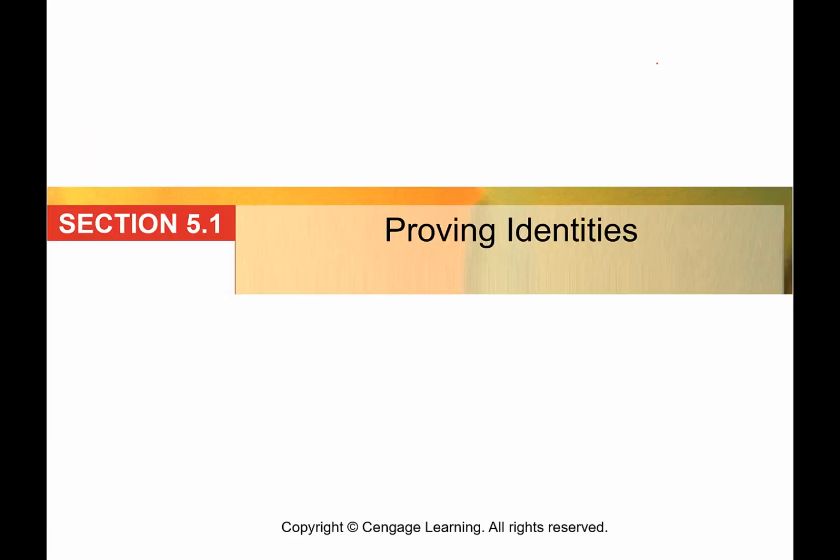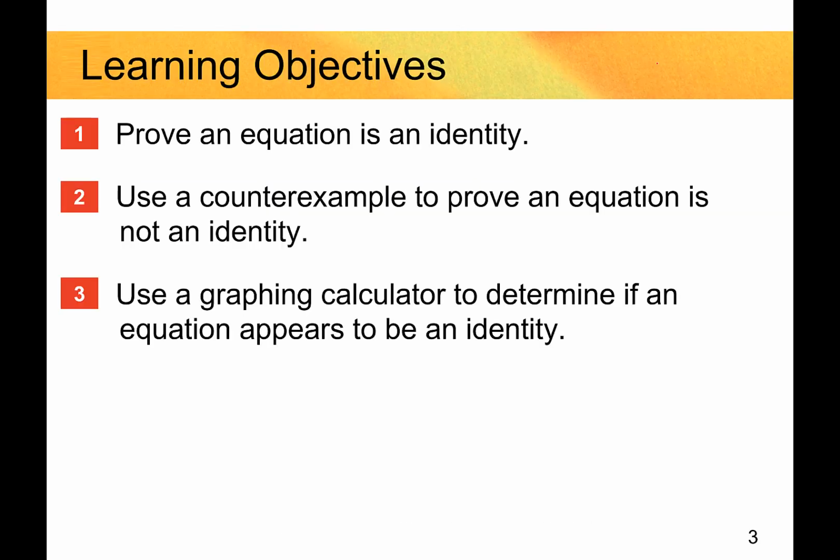In chapter 5.1, let's reintroduce ourselves to what we learned in chapter 1 about identities, and we're going to go just a little bit more complex with it. There are 3 things we're going to do in this chapter. First, this you have done before: prove an equation is an identity. You're going to prove that the right side and the left side are equal to each other. This one I don't think we've done, so give a counterexample. If you know it's not an identity, can you give an example that proves it to be not an identity?